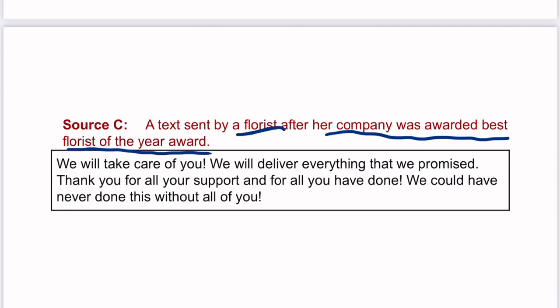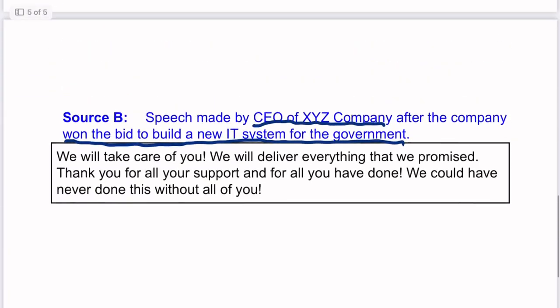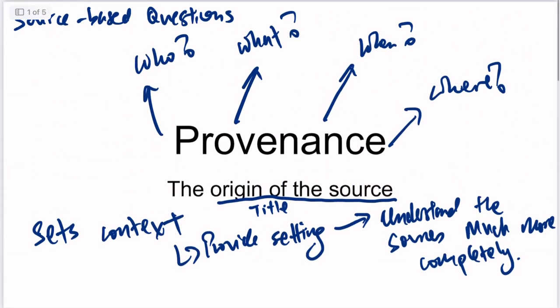So as you can tell, three same pieces of text, three different provenances. The whole point here is that you need to be able to look at the provenance in order to understand the situation, to understand the source in its fullness, in its entirety and completely. So, going back to what I covered earlier on, these are the things that you need to take note of when you are looking at a source. These are the things your provenance will provide for you. And your provenance is something very important because it sets the context and provides the settings for you.